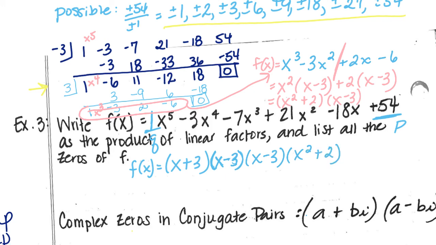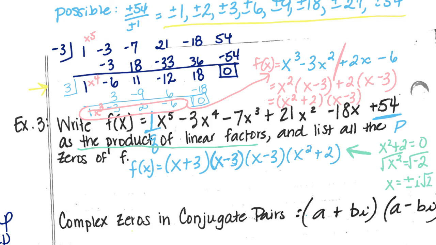Now, I know all the zeros here, but for this factor, x squared plus 2, because we did write it as a product of linear factors, now we have to list all the zeros. I actually have to solve x squared plus 2 for x in order to get an answer here. x squared equals -2. When I take the square root of each side, x equals plus or minus i root 2.